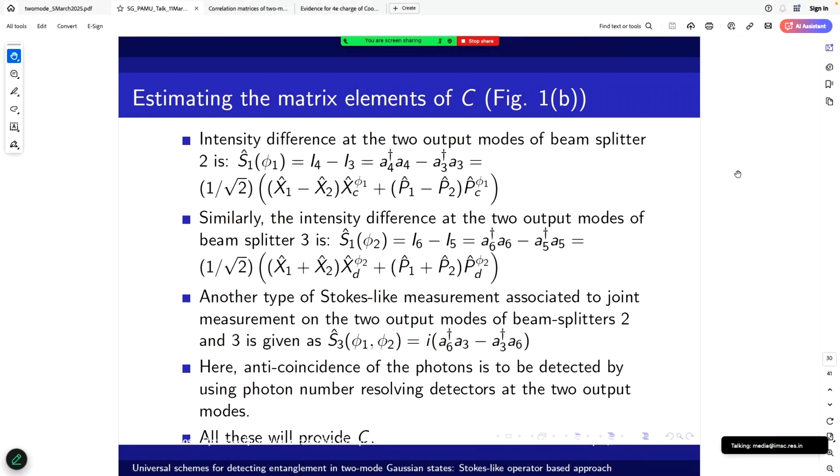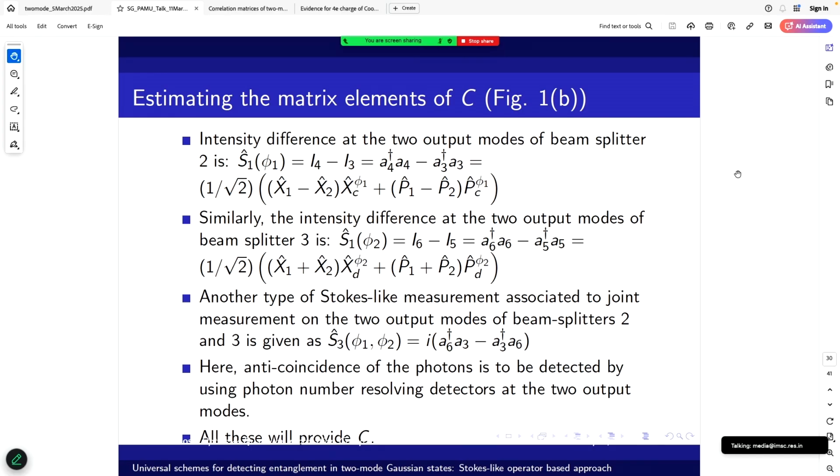Similarly, the intensity difference at the two output modes of beam splitter 3. So, we have used beam splitter 2 and 3. First, the two modes of the Gaussian system meet, and then they go to beam splitter 2 and beam splitter 3, 50-50. So, this is what you will get. These are the usual things, nothing special about it.